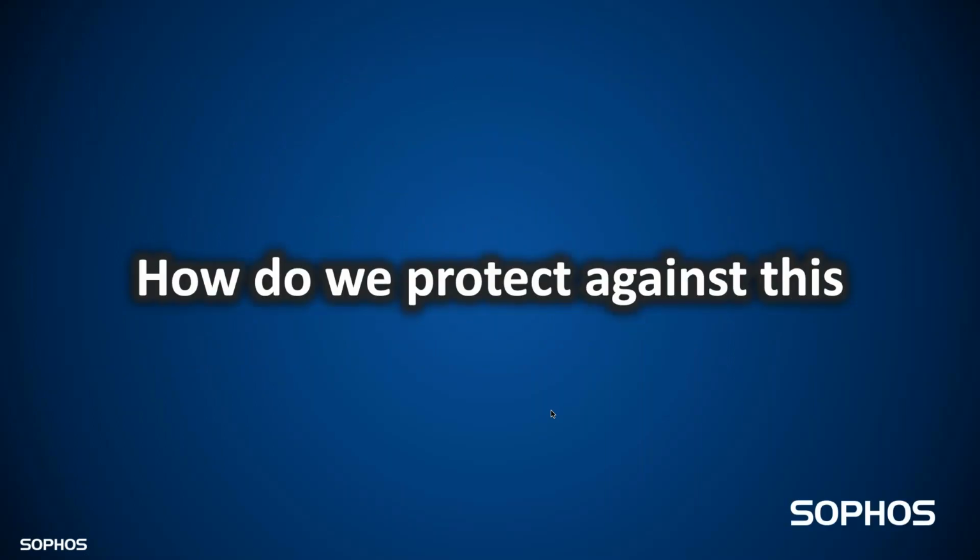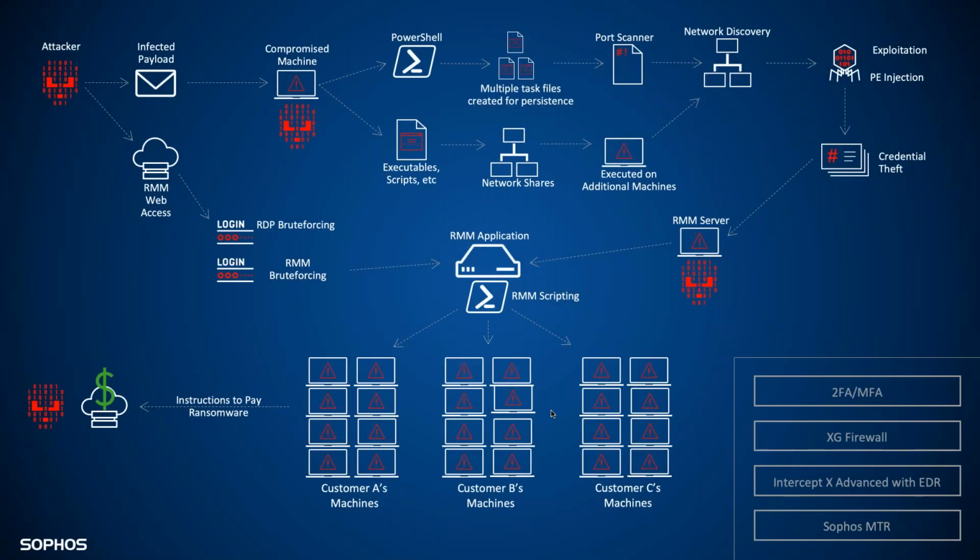So how do we protect against this? Let's take a look at this attack that we just went through, and how would we start to protect against this type of attack as an MSP? First and foremost, as we talked about, 2FA. 2FA anywhere and everywhere that 2FA is available, whether it's logging onto your machine, logging onto web access, or logging onto your RMM application. This is just a very simple, easy way to have an extra layer of security. Everybody should be doing this today.